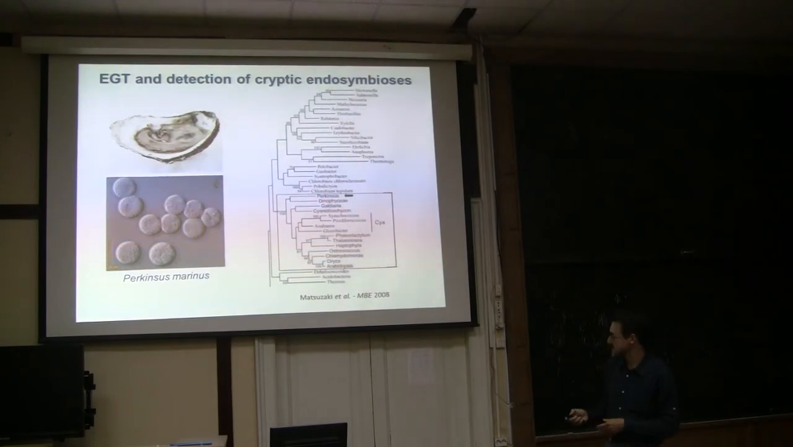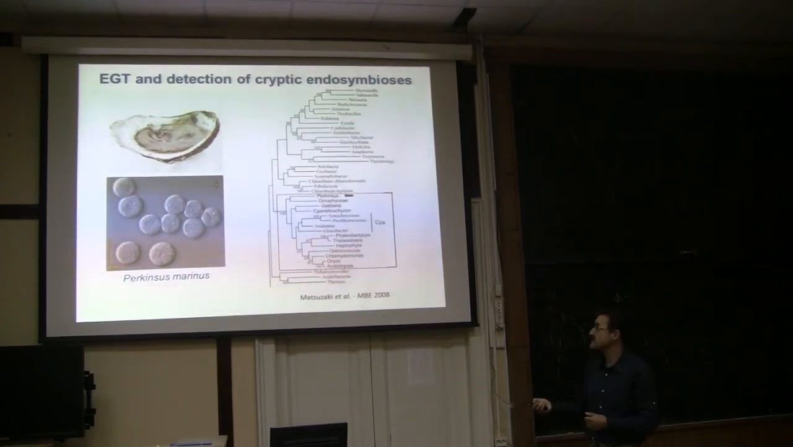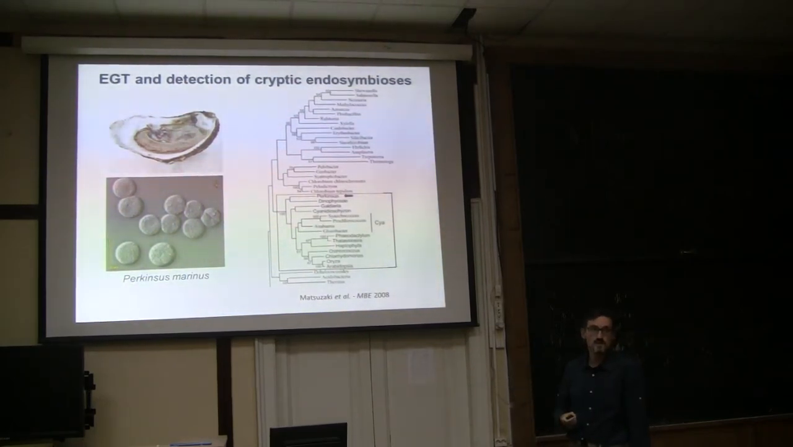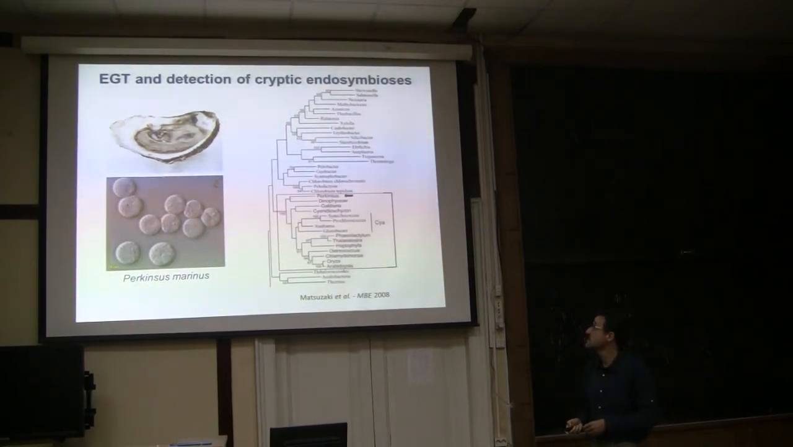Another example is Perkinsus marinus, which is a parasitic alveolate, a parasite of oysters. There are several genes in the genome of Perkinsus, which is not photosynthetic, but there are several genes in the genome of this species that are closely related to genes of algae and of cyanobacteria. So it has been speculated that Perkinsus was also derived from photosynthetic ancestors. So today there are many cases of this type of cryptic endosymbiosis that have been revealed thanks to the analysis of endosymbiotic gene transfer genes.